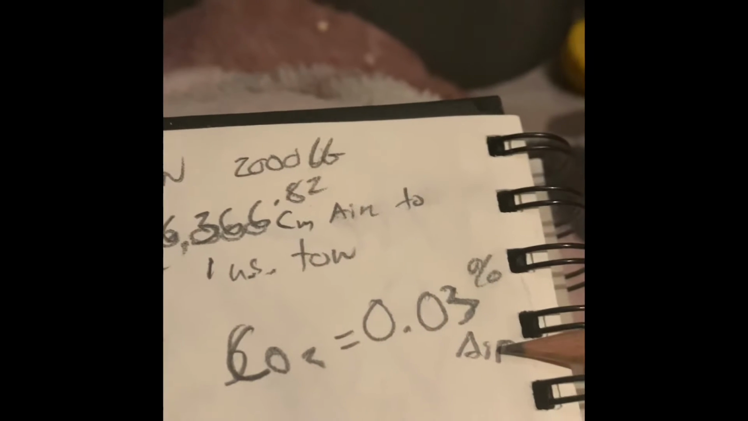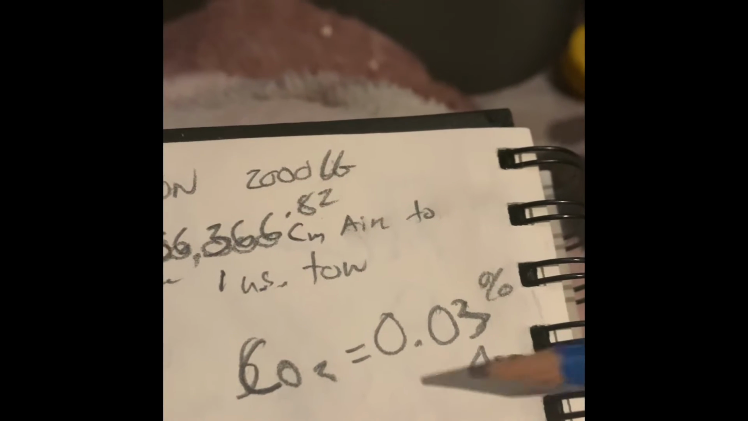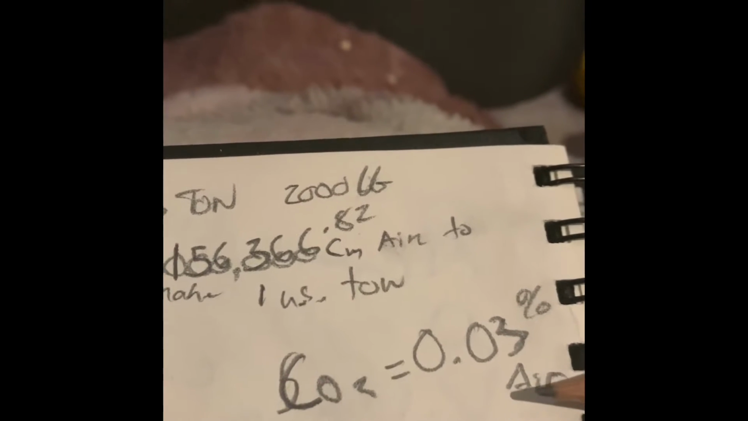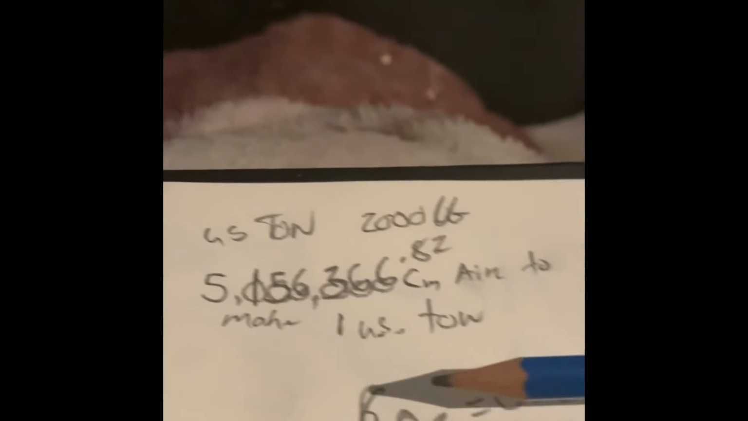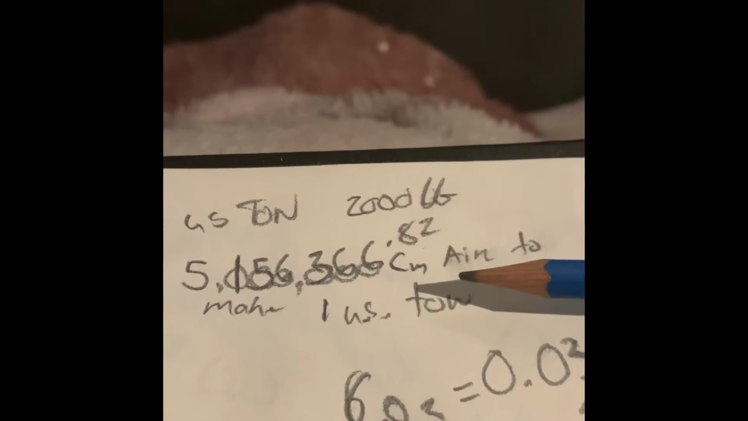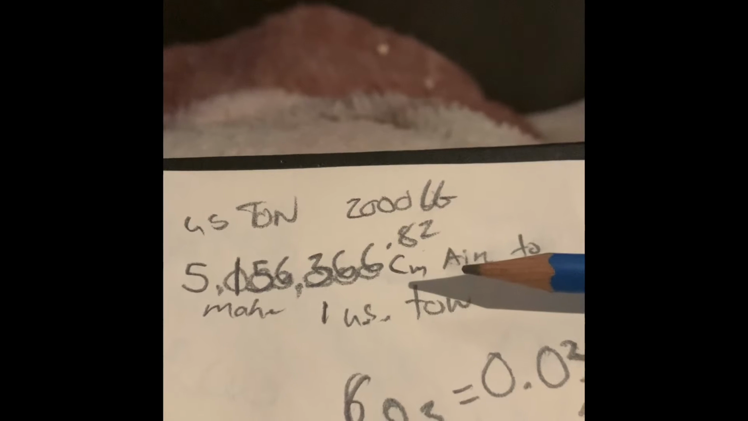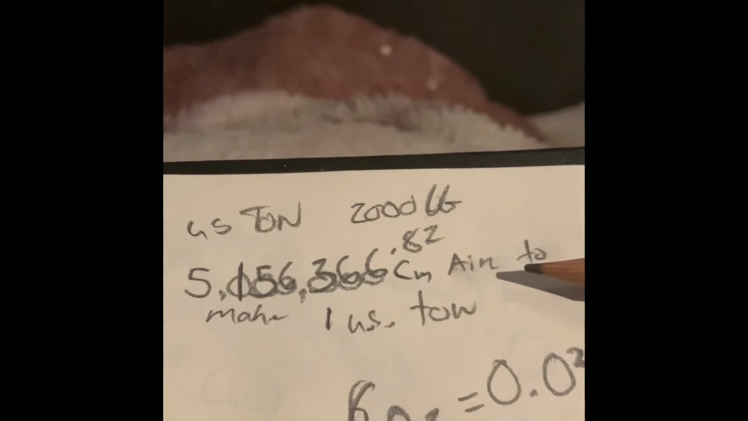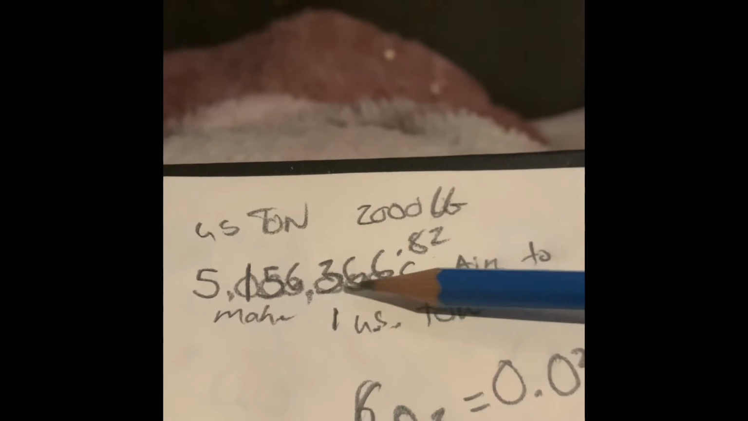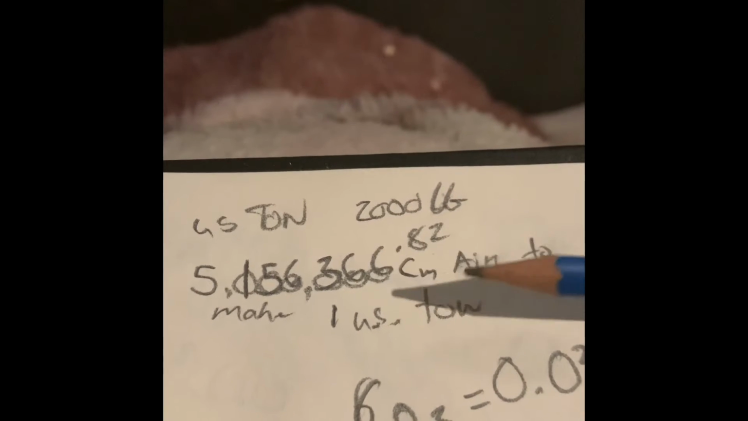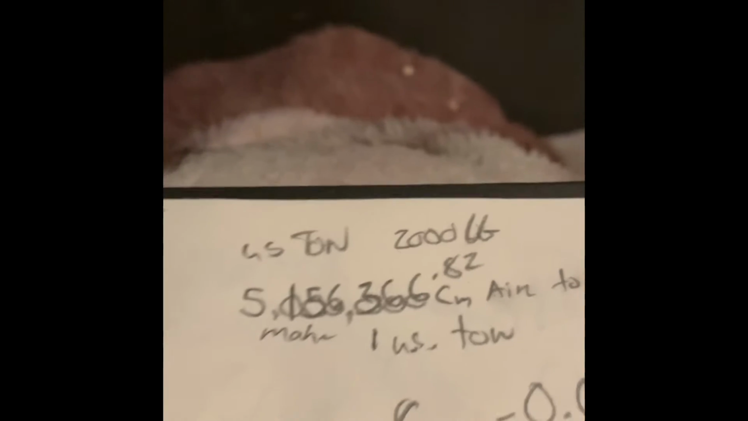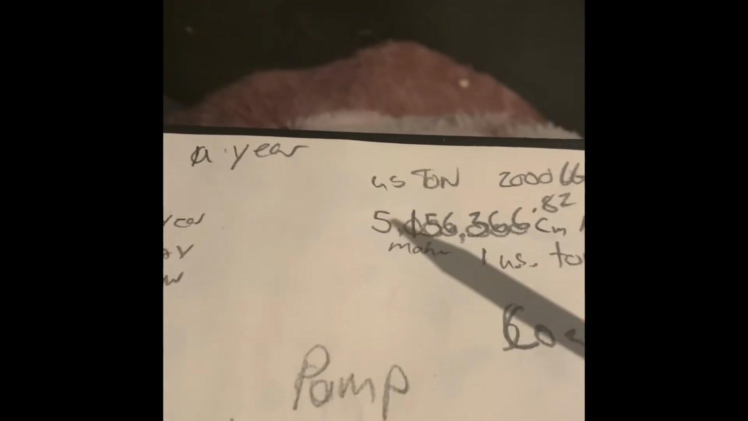This is going on the basis that the CO2, carbon dioxide, is 3% of the air. You would have to be able to filter 5,156,367 cubic meters of air through your system.